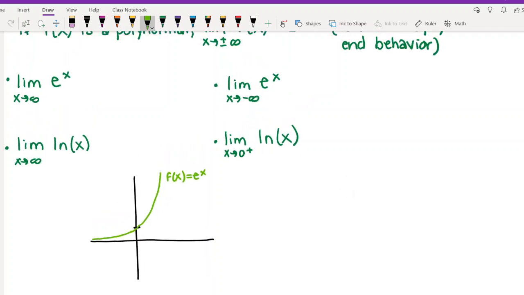So what does this tell us? Well, that means that the limit as x approaches infinity of e to the x is infinity. Basically it's because the bigger the number you plug in, if you take e and raise it to a higher and higher power, you're going to get bigger and bigger results.